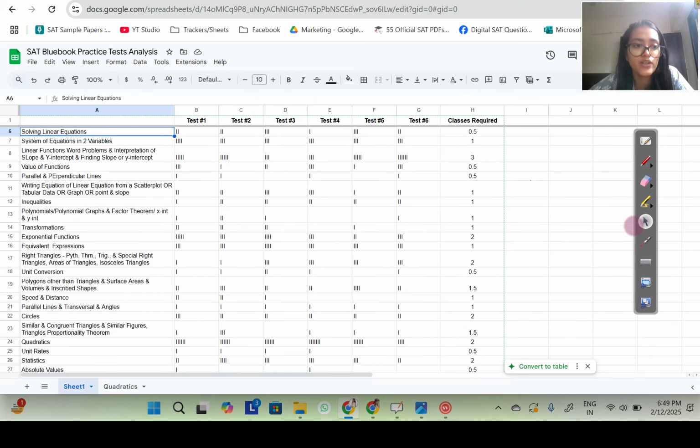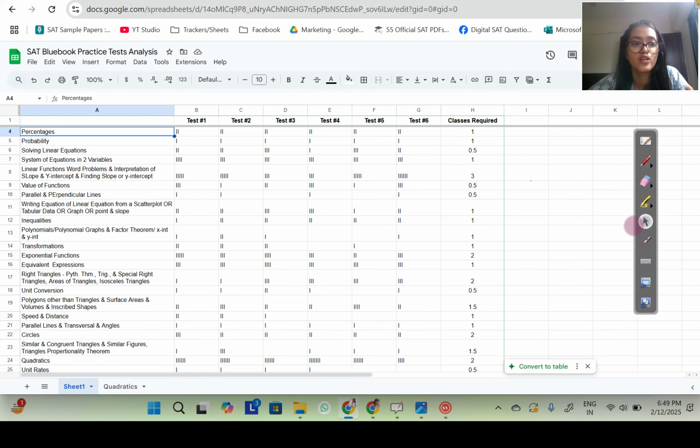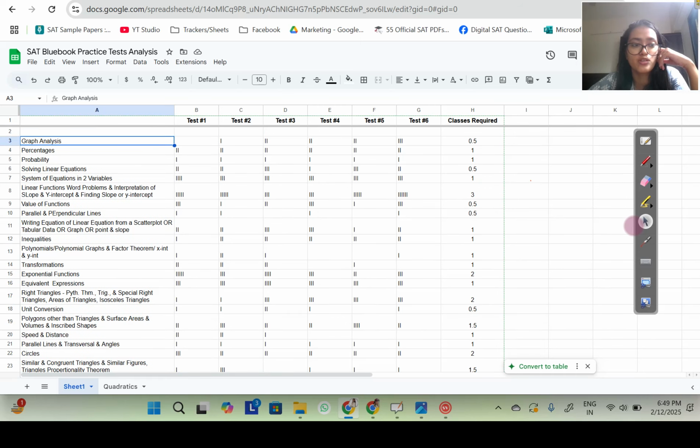Then a minimum of three questions will be there from systems of linear equations in two variables. And for solving linear equations, you can expect 2 to 3 questions. One question will be there from probability. Two questions were there from percentages in every test. And then you can also expect 1 to 2 questions from graph analysis.